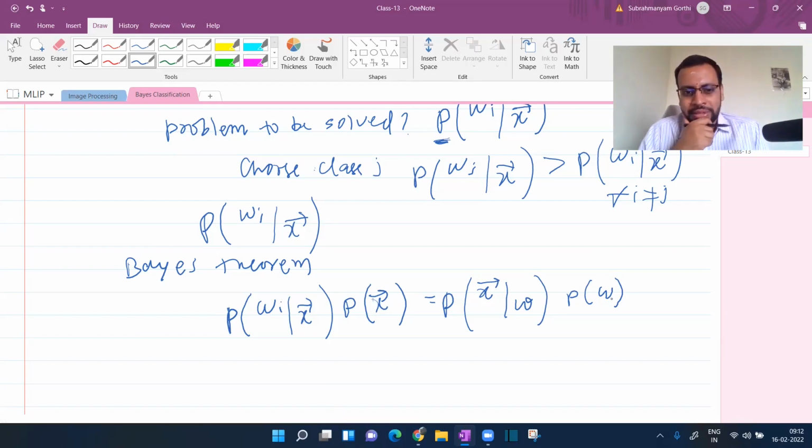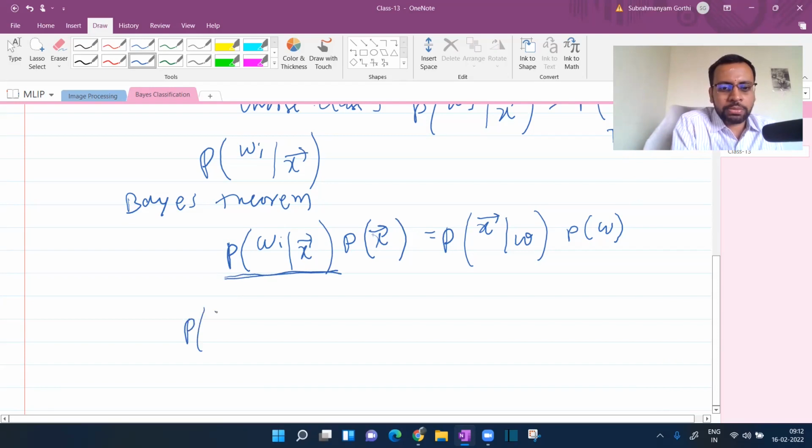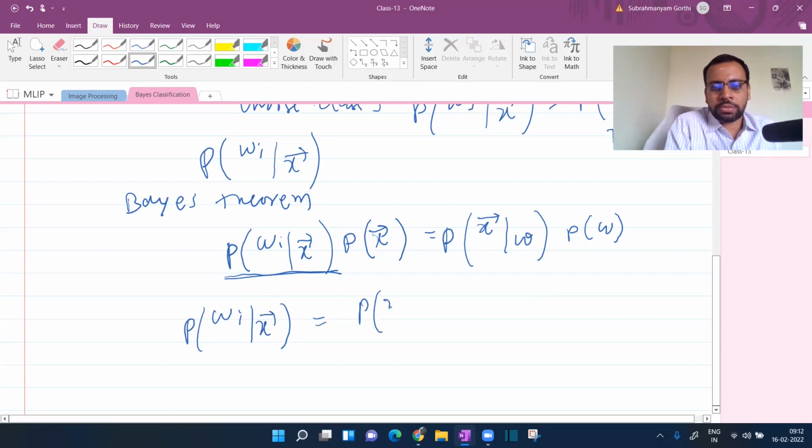In the interest of time and in the interest of what we want to cover, I will not go into the details of the proof of this theorem. Nevertheless, every signal processing person, everyone who is working in this area, should know it. So I leave that part to you, because that's very fundamental and should have come across earlier itself. Right. Now, what is it that we need to find out? This part is what we need to find out. So how can I write that? Probability of omega I given x bar is equal to probability of x bar given omega I into probability of omega I.